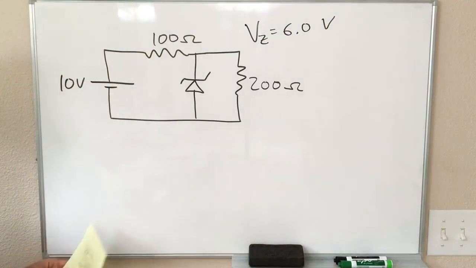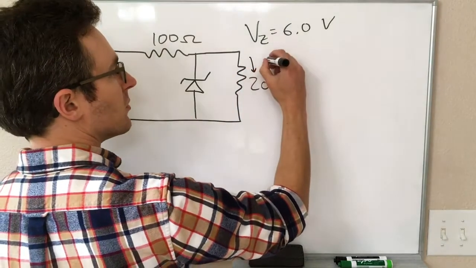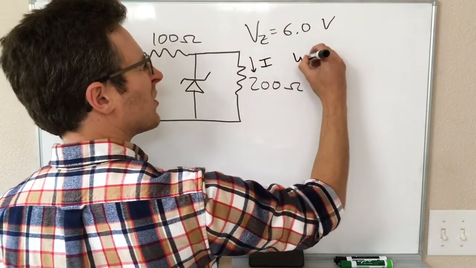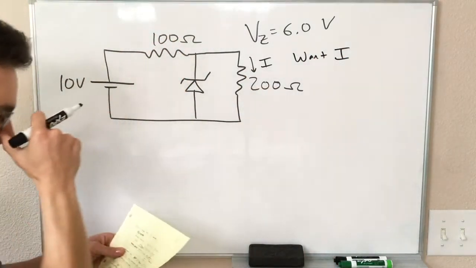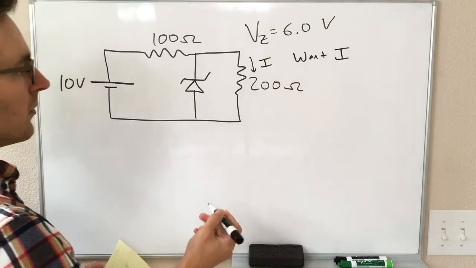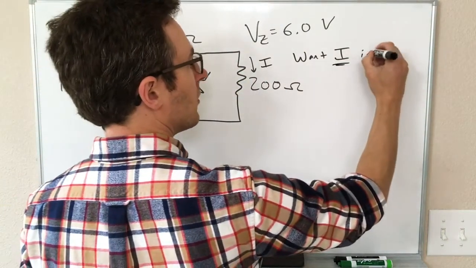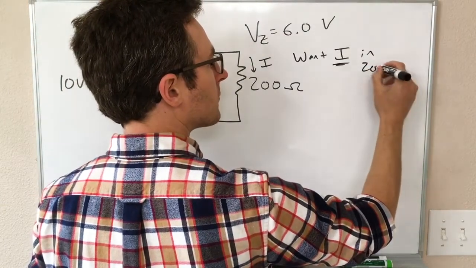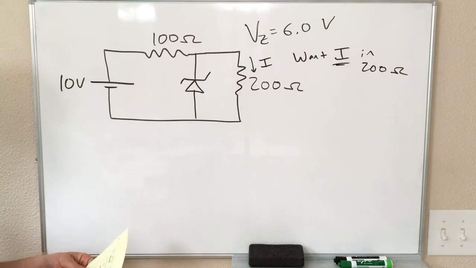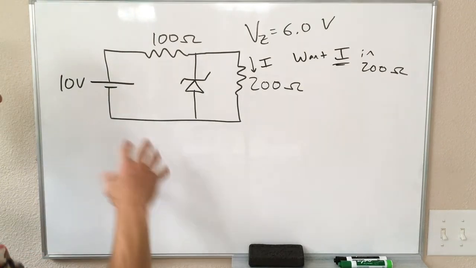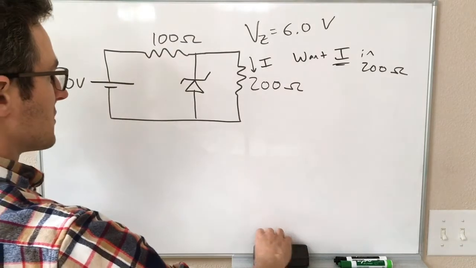Okay, so let's say we're trying to find the current through this 200 ohm resistor. If this 200 ohm resistor represents a load on the circuit, we are trying to find the current through the load. So to figure out what's going on, we want to figure out what the diode is doing before we can really successfully analyze the circuit.